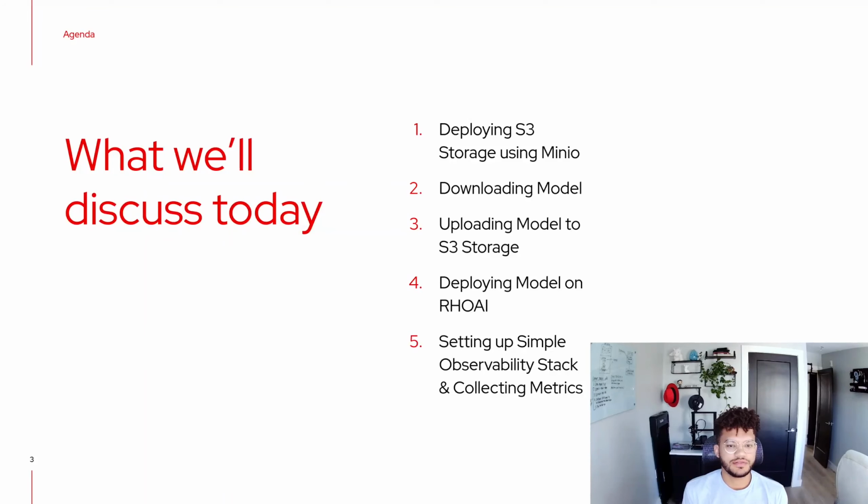This guide is broken down into 5 parts. The first part is going to be deploying S3 storage using MinIO. We need this because that is what we use to actually store the model. So then after that, we will download the model from Hugging Face and then upload that model into that S3 MinIO storage. At this point, we'll be able to actually deploy the model on Red Hat OpenShift AI, and then we can set up a simple observability stack to collect metrics related to our GPUs and our deployed models.